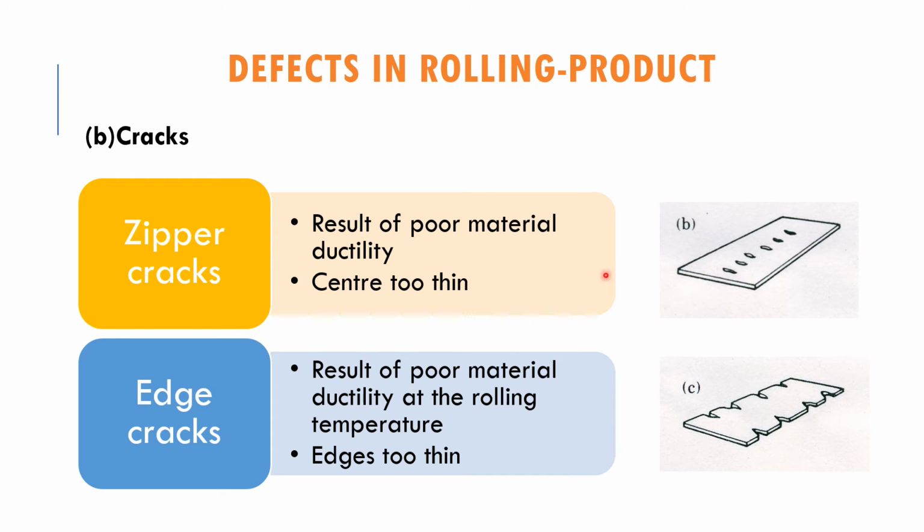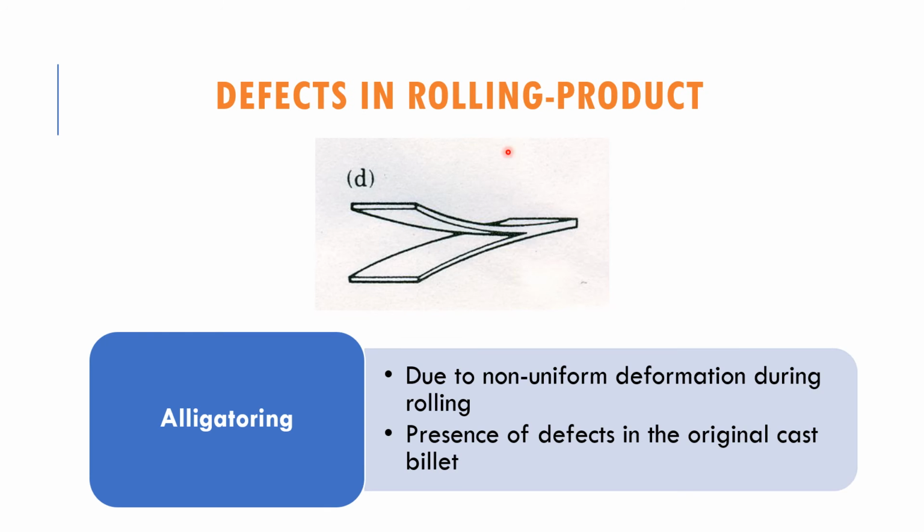The next defect is alligatoring. Alligatoring is like this one. If you can see here, the work material, or the strip, is split into two and becomes like this, like an alligator's mouth. This is due to non-uniform deformation during the rolling process. For example, the force that we apply on the sheet is not uniform throughout the rolling process, so it can create this defect.